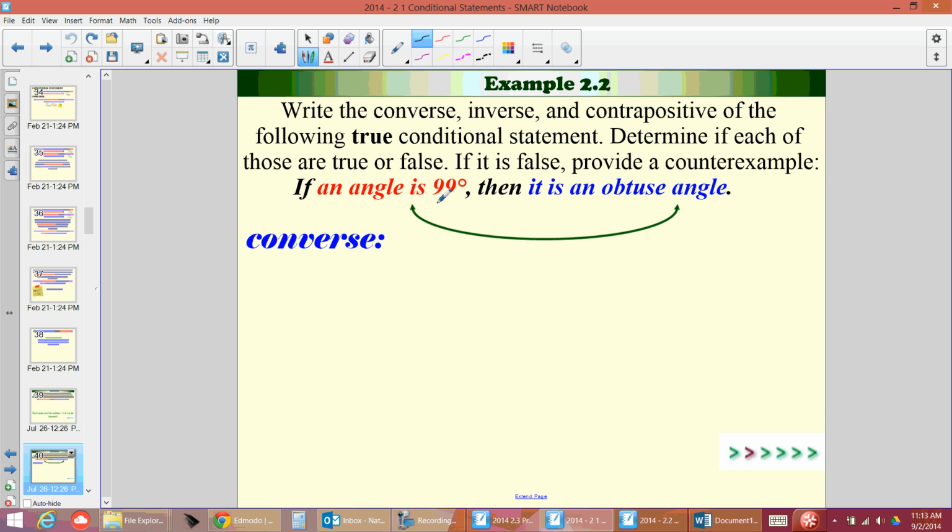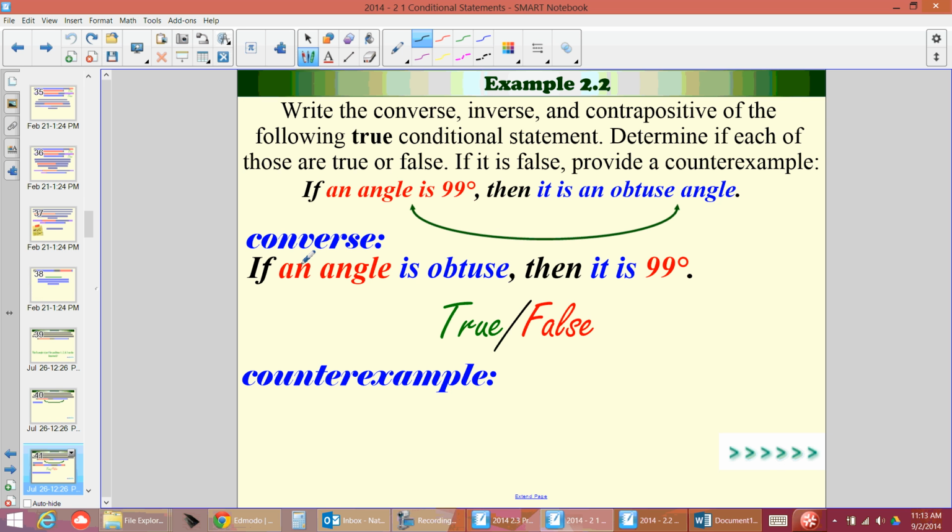If it's 99 degrees, then it's obtuse. The converse, switch it. If an angle is obtuse, then it is 99 degrees. Well, that's false. I can think of a really easy counterexample. An angle that's 100 degrees.